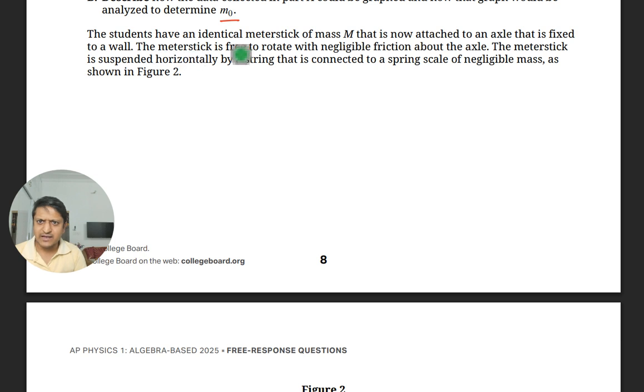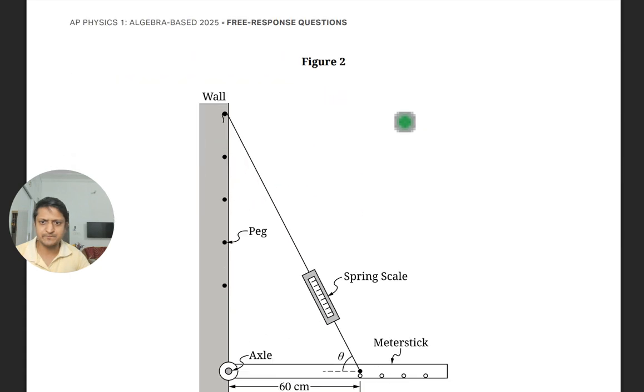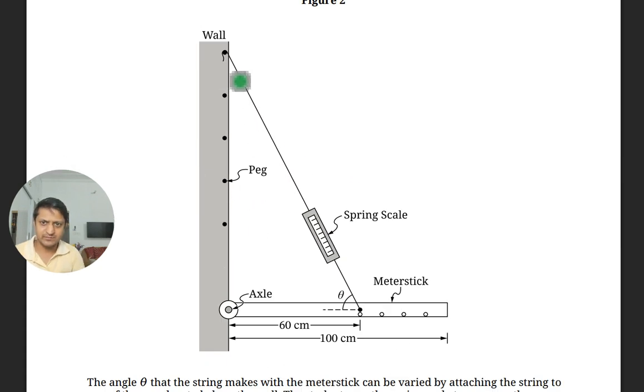The student has an identical meter stick of mass m that is now attached to an axle that is fixed to the wall. The meter stick is free to rotate with negligible friction about the axle. The meter stick is suspended horizontally by a string that is connected to a spring scale of negligible mass, as shown in the figure. You can see this theta is the angle of the string with the axle, and if you keep on moving towards this side, theta will be increasing.